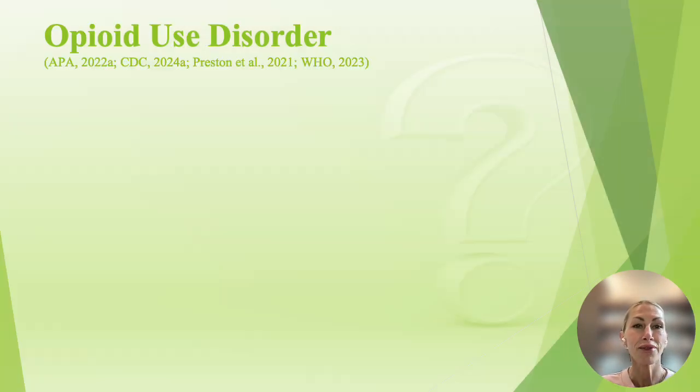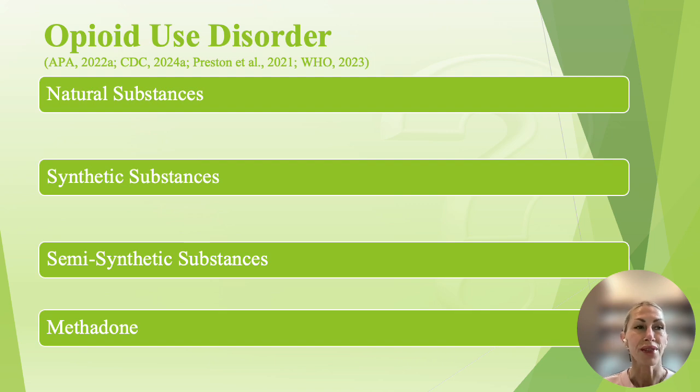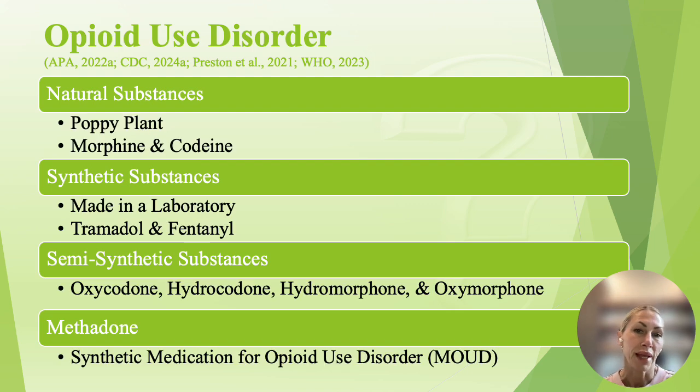There are several types of opioids. There are natural, synthetic, semi-synthetic, and then morphine we'll talk about separately. Natural opioids come directly from the poppy plant and include medications such as morphine and codeine, both of which have been used medicinally for pain relief for a long time.